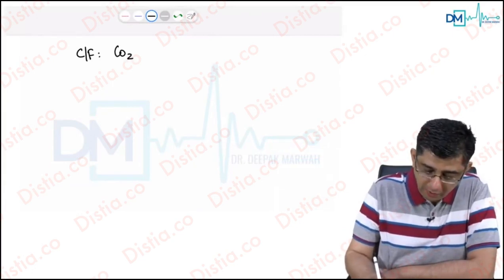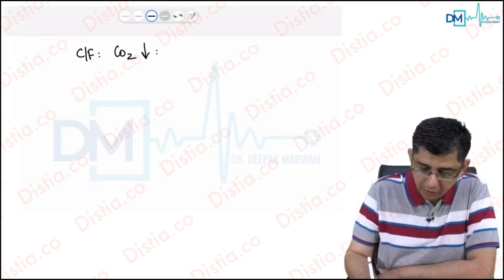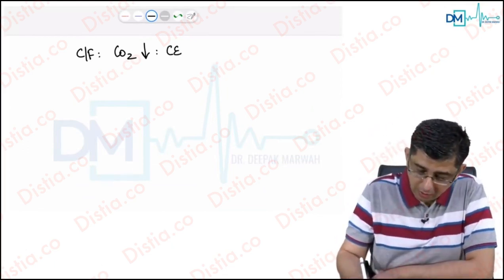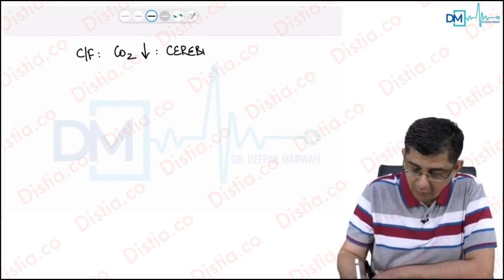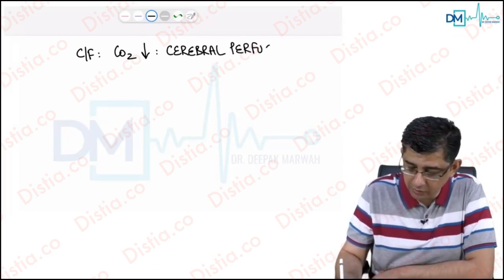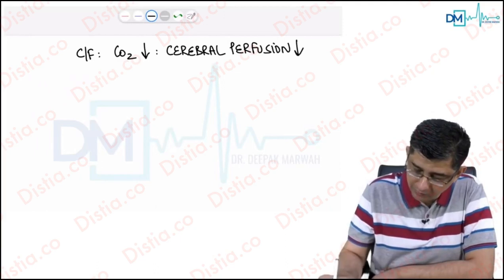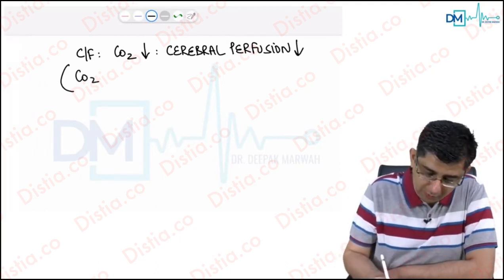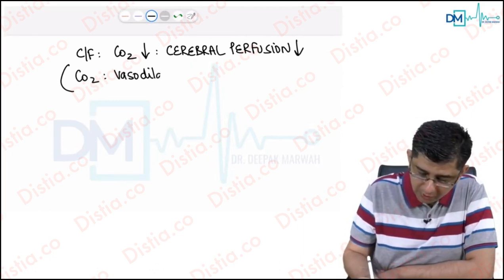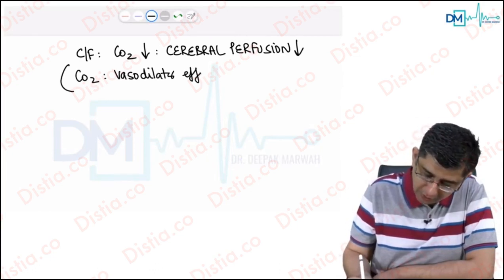As I said, carbon dioxide has a vasodilator effect on the brain blood vessels. If carbon dioxide becomes lesser, the vasodilator effect of carbon dioxide will go away and the cerebral blood vessels will now be constricted, so cerebral perfusion will be reduced. Just for the sake of completion, I would like to write this, though I've said it 2-3 times. Carbon dioxide has a vasodilator effect on cerebral vessels.